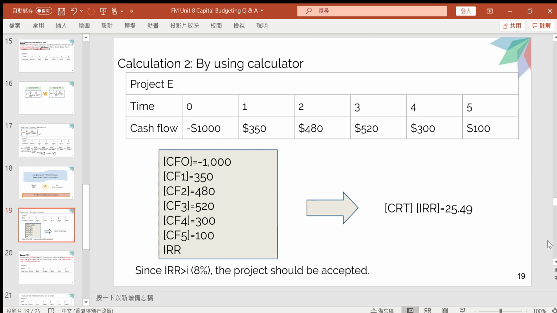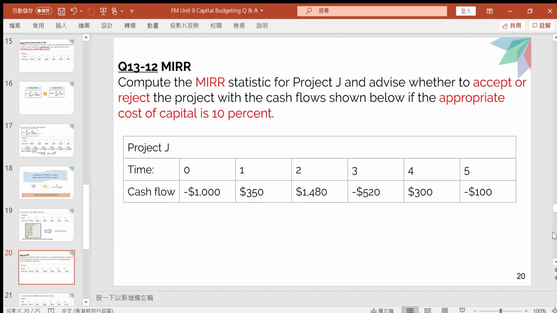And by using your financial calculator, you may press the button and work out the percentage, 25.49. Okay, and you're so familiar with your financial calculators, how to press it out. Okay, then the 7th question is on the modified internal rate of return.